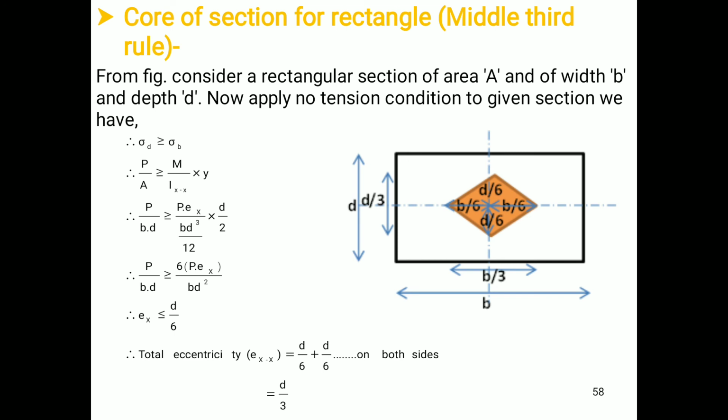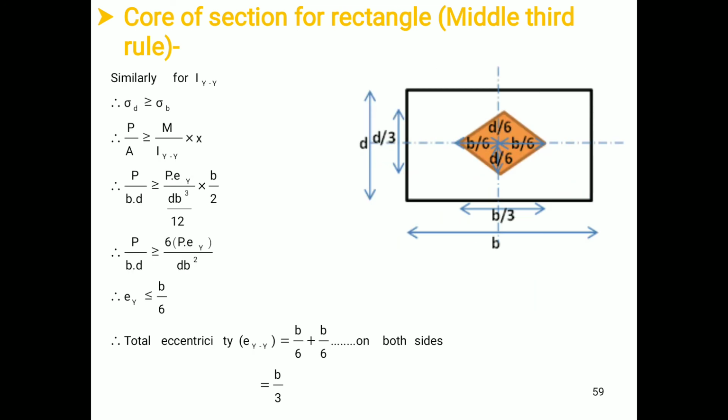From this figure, this section is known as a rhombus. Within this area only we have to apply the load for the no tension condition in the column. This is for the Ixx value.